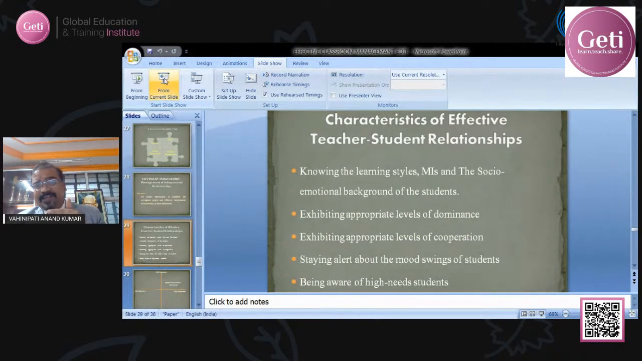And for this, what are the characteristics of effective teacher-student relationships? Knowing the learning styles, the multiple intelligences, the socio-emotional background of the students also is important. The teacher should have the knowledge of all the students. Only he or she will be able to understand the students and connect to them. Exhibiting appropriate levels of dominance. The dominance should not be very high and the cooperation should be high. So there should be a balance between the dominance and cooperation in the classroom from the teacher's side. Staying alert about the mood swings in the students, being aware of high needs of the students.